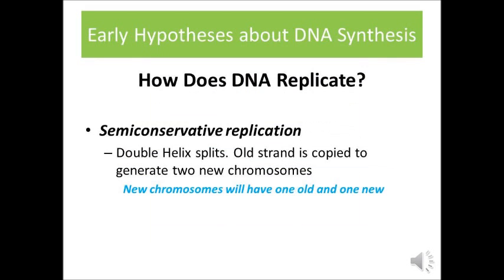So these early hypotheses about DNA synthesis led to other types of hypotheses. The first one, and the most known one today, is called semi-conservative replication. When the double helix splits, each old strand is copied to generate 2 new chromosomes. So in short, new chromosomes will have 1 old and 1 new strand. And this is the one that is used today.